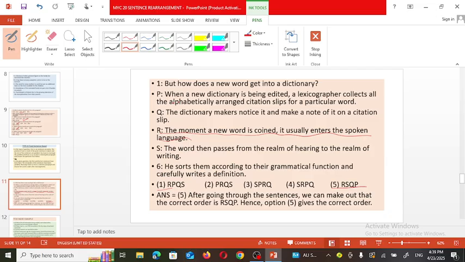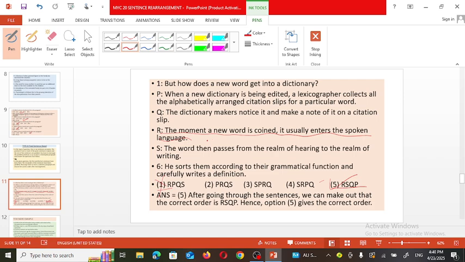Immediately after this sentence, if you take this, when a new dictionary is being edited, a lexicographer collects all the alphabetically arranged citation slips for a particular word. So before this P, we need to write about this citation slip. Means before P, Q must be there. So immediately after R, P won't be there. So we cannot consider the first option. So only one option is left.